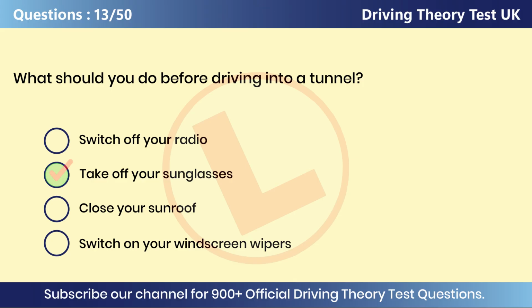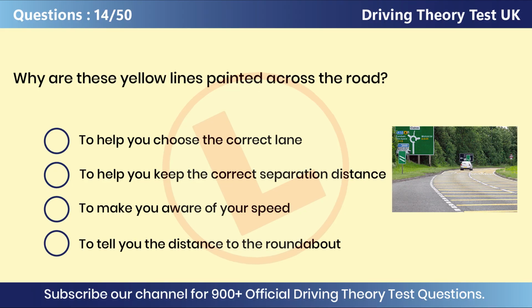B. Take off your sunglasses. Question 14. Why are these yellow lines painted across the road? A. To help you choose the correct lane.